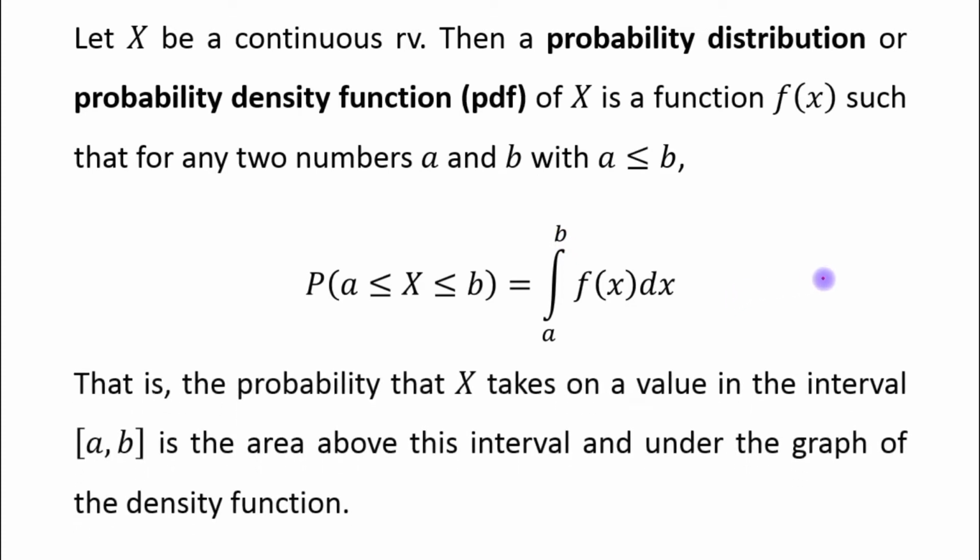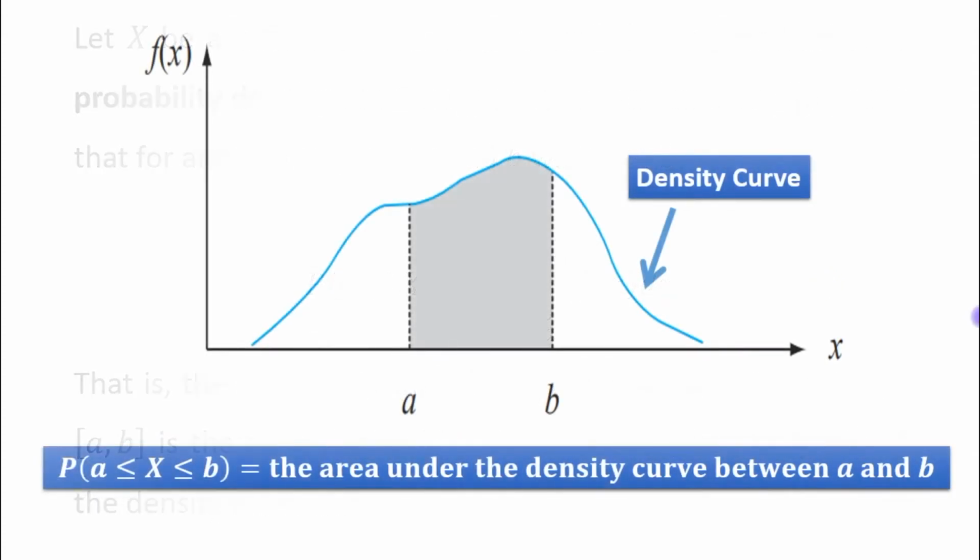That is, the probability that X takes on a value in the interval a to b is the area above this interval and under the graph of the density function, as you can see in this figure. Fine.